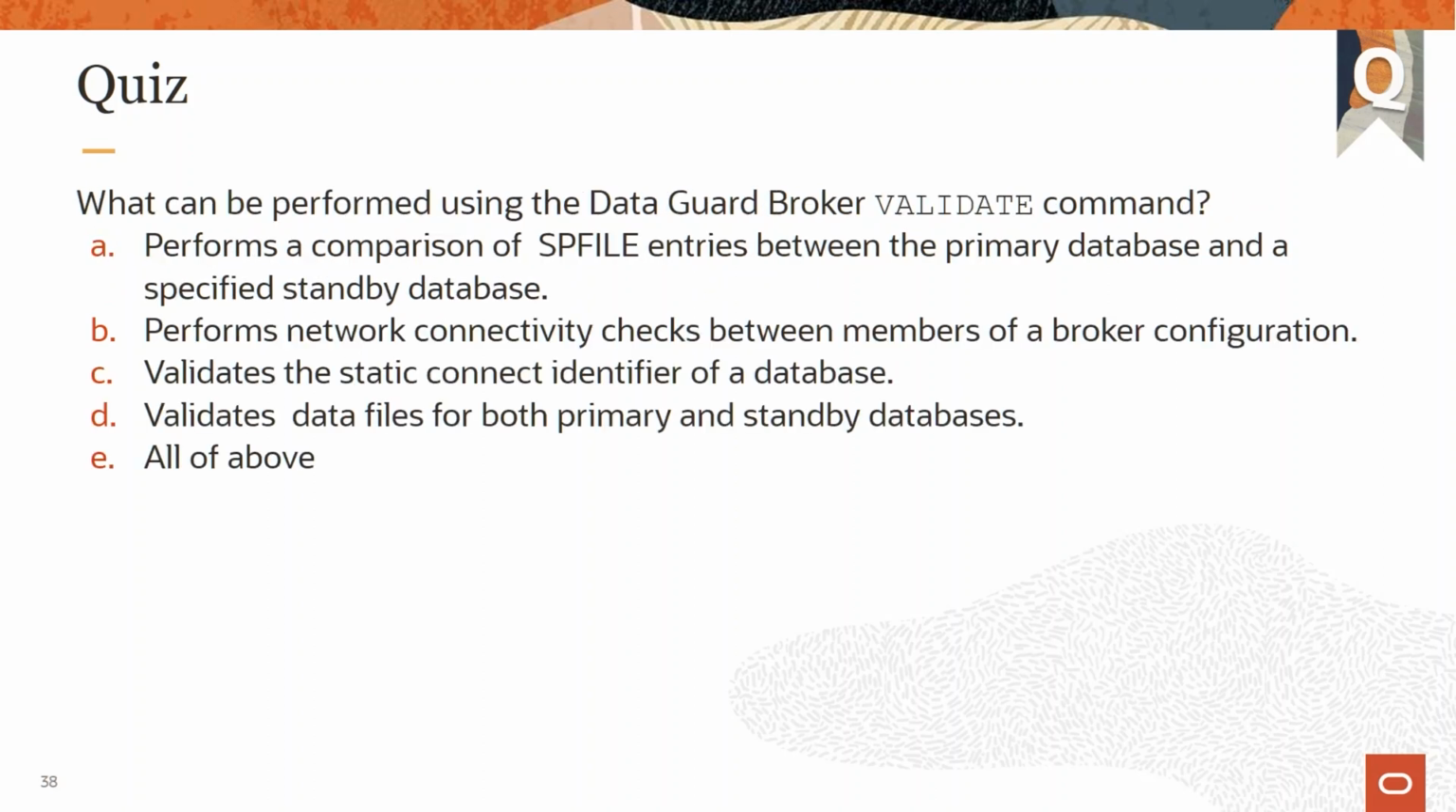And what can be performed using the Data Guard Broker validate command? I showed you a couple of demos of the validate command. We can compare SP file entries between the primary database and a specified standby database. We were able to perform network checking, and also validate the static connect identifier. I showed you this as a demo. And we can also validate data files for both primary and standby databases. So the answer is E.